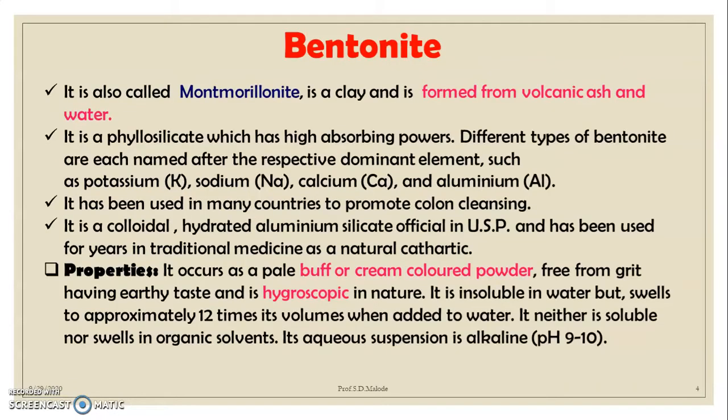So now first of all we will study the monograph of bentonite. Bentonite is also called montmorillonite, is a clay formed from volcanic ash and water. It is a phyllosilicate which has high absorbing powers. There are different types of bentonites which are named after the respective dominant elements such as potassium, sodium, calcium and aluminium.